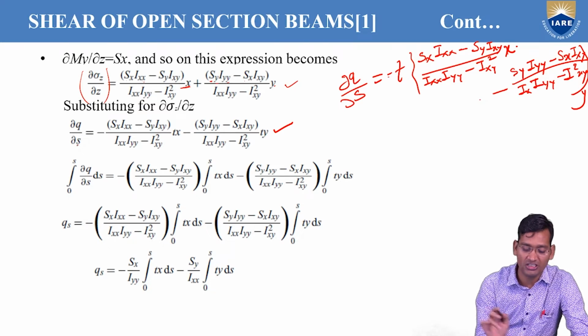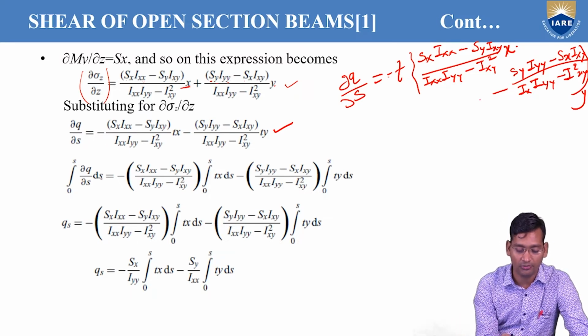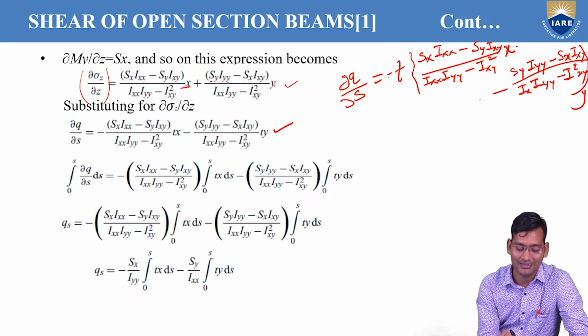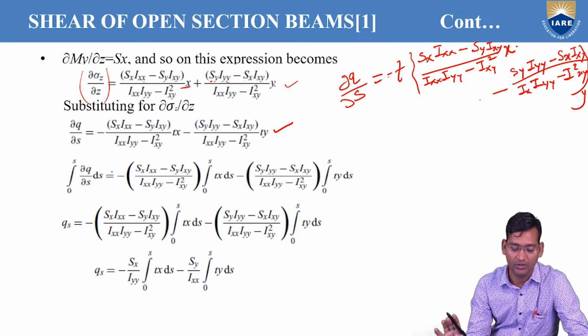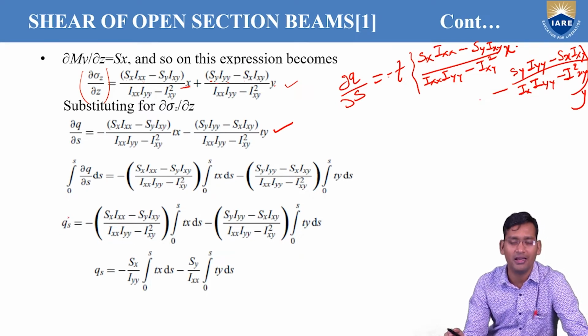Okay, now just integrate this one from where to where? Over the entire surface, means from 0 to s. So after integrating, we have to integrate with respect to ds only. So del qs by del s into ds. After integrating, what will we get? That is qs, the shear stress over the entire span.